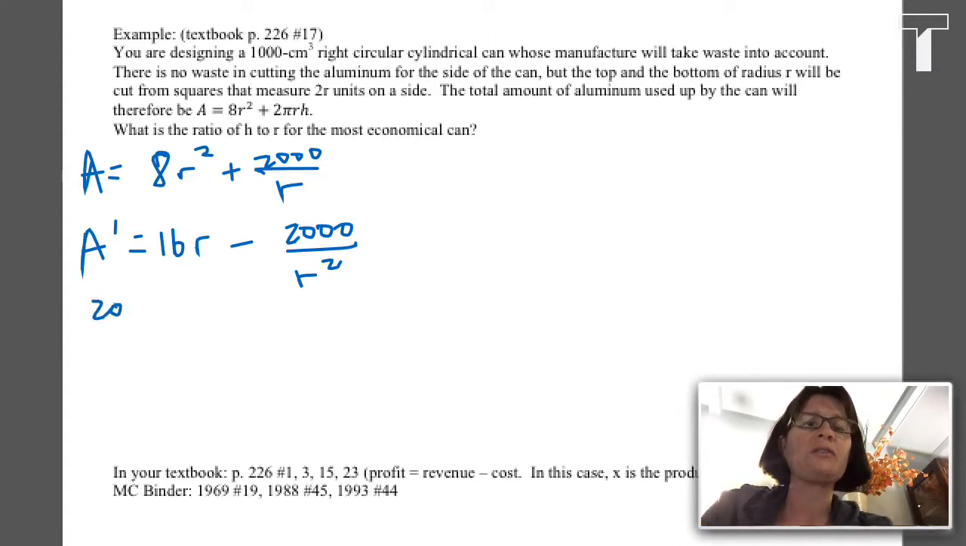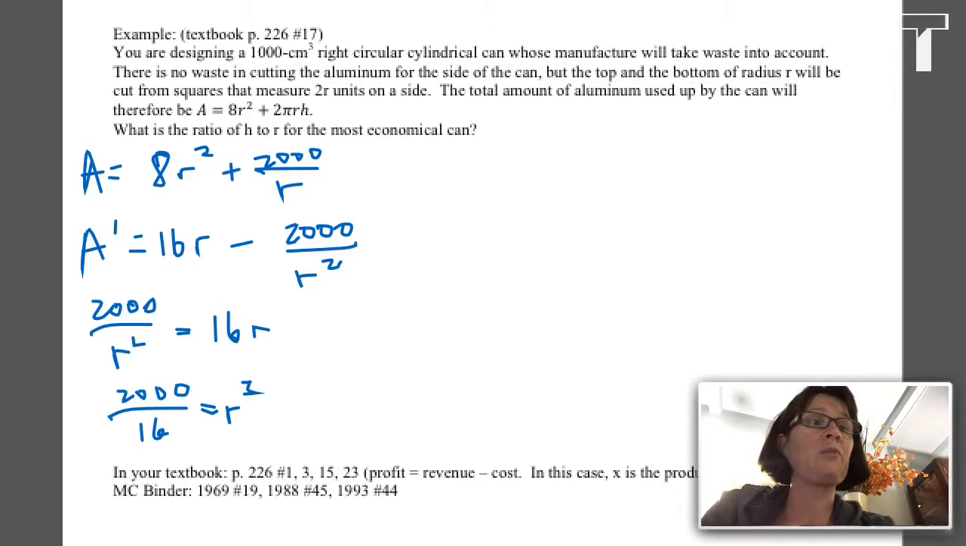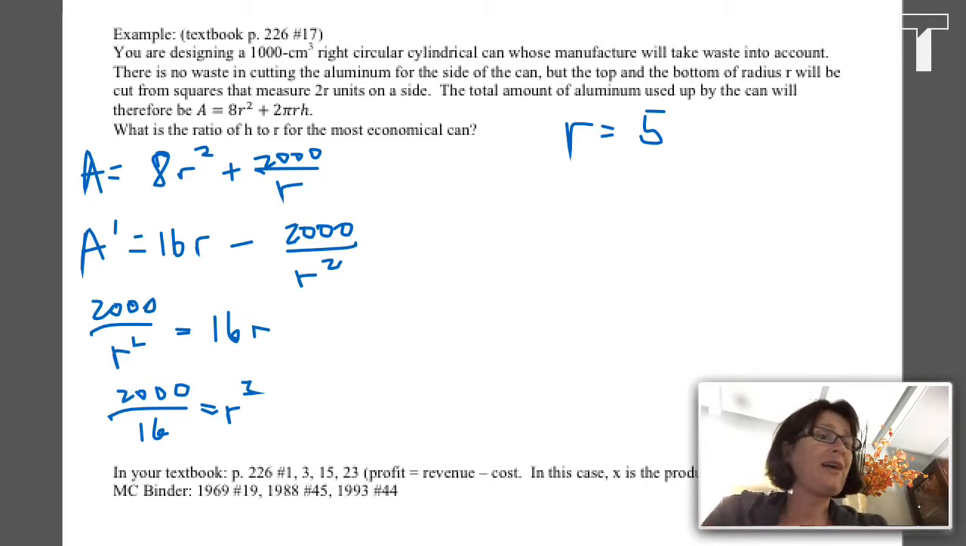I've got 2,000 over R squared equals 16R. I can get 2,000 over 16 equals R cubed. Take the cube root of both sides, and I come up with R is 5. You didn't think it was going to be that easy, did you? All right, I know I want to make the radius of my aluminum can 5 centimeters. I've got to figure out now what the height of the same can is going to be.